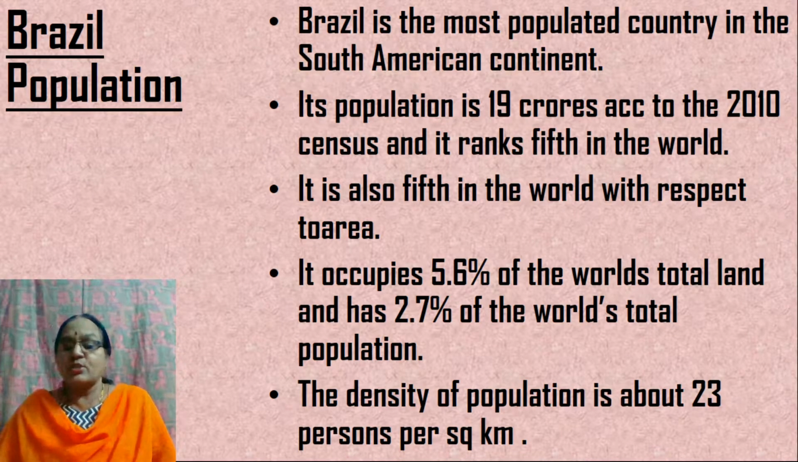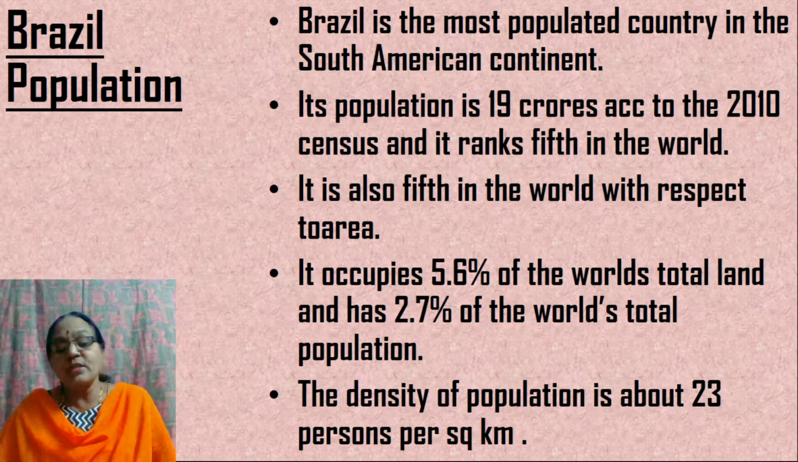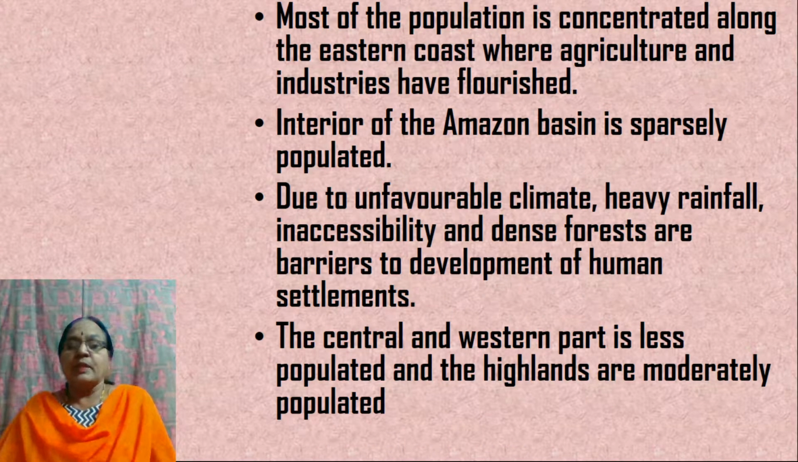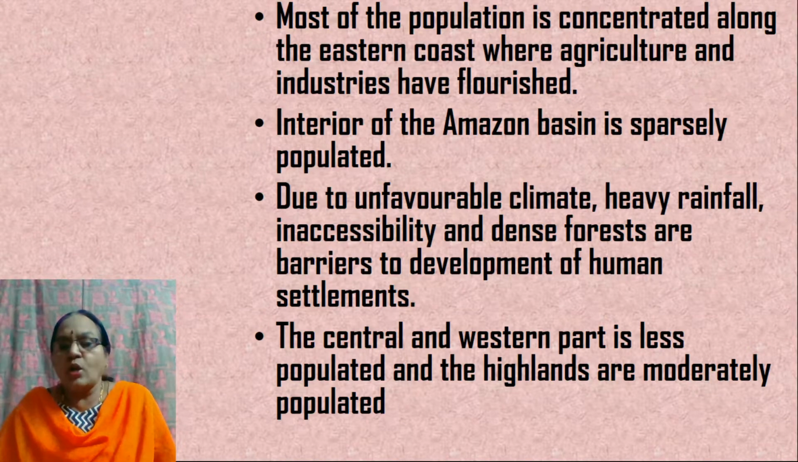Look at that. It's only 23 persons per square kilometer. Okay, so the density of population is very low, 23 persons per square kilometer according to the 2010 census. Now, we have just gone through the map.